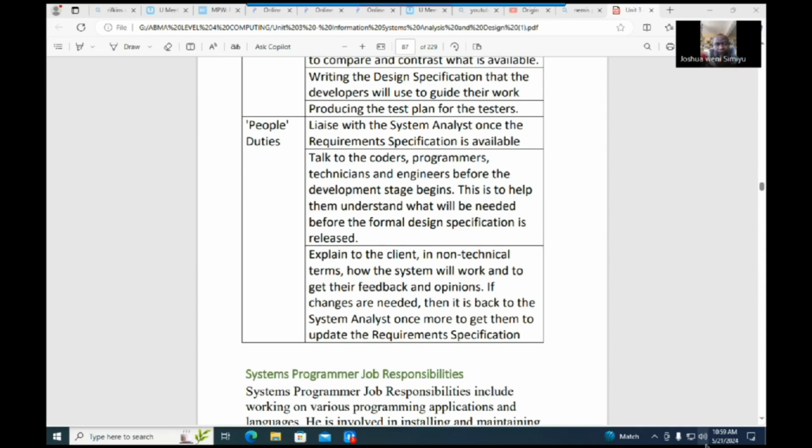So those are actually people duties. Since you're going to get feedback from people, he should be somebody who is able to go incognito with people.